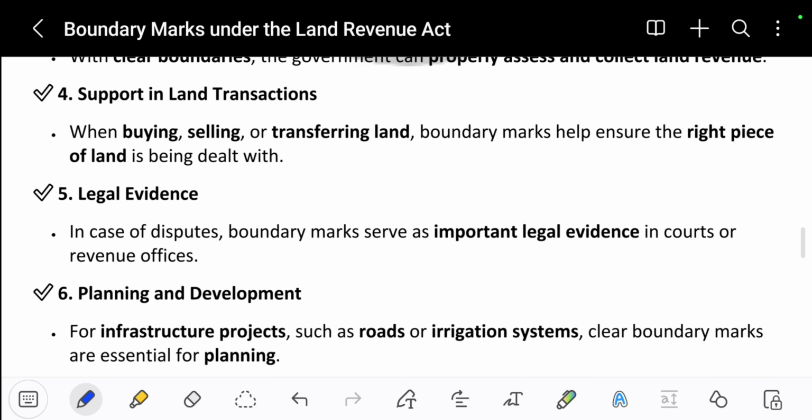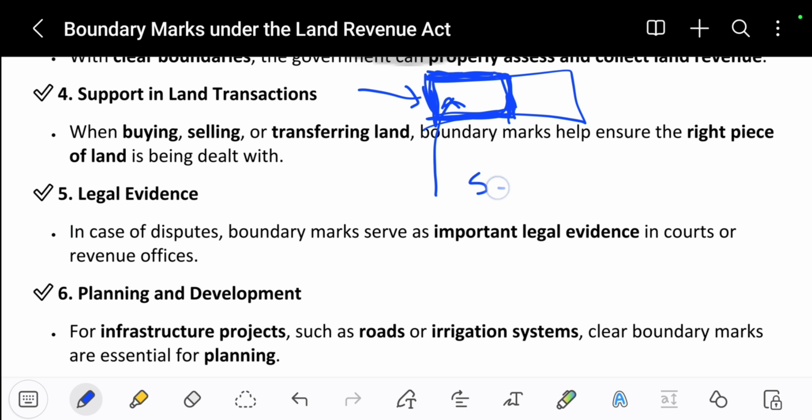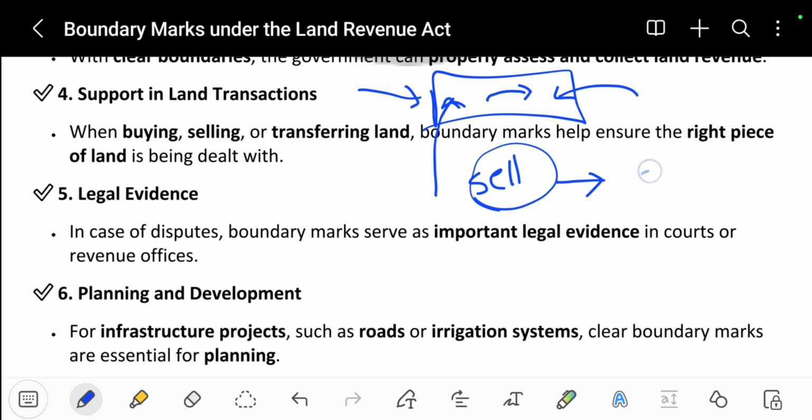Next one is smooth land transaction. Suppose you have land divided, and you want to sell it. You can easily tell the buyer that this land over here you're seeing belongs to me, and the boundaries are visibly seen. So you can easily sell the land. But if there is no boundary in the land and the other person's property is also mixed with yours, then the buyer will get confused and will avoid purchasing your land, because he doesn't want to be in a conflict with the other person.